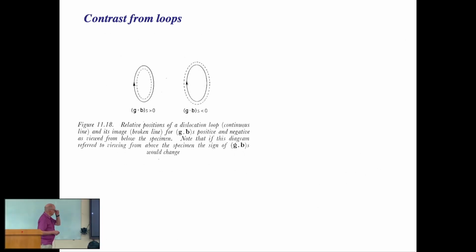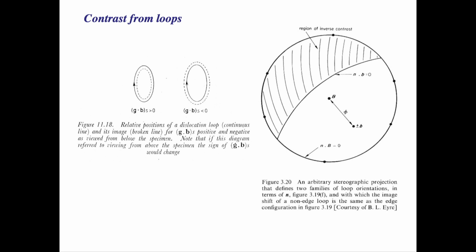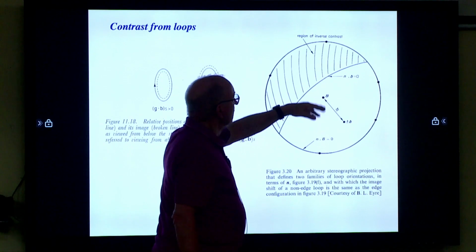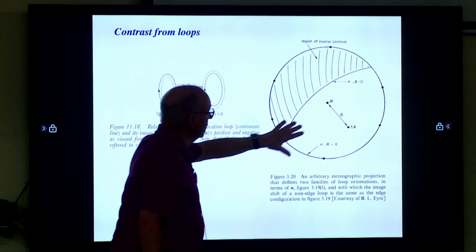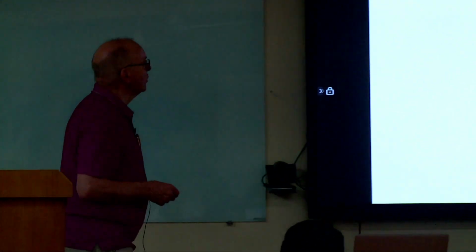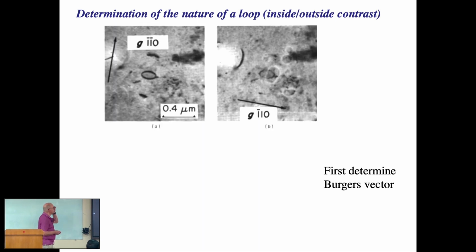So, contrast some loops then. We say that this is the relevant idea. That there are positions depending on the values of your beam direction, your plus minus B, and whether you have inverted contrast. So you want to be in this area here, but that almost only occurs in very few cases. So if we want to say, right, what is the nature of a loop? Is it intrinsic or extrinsic? Then we're going to look at the inside-outside contrast. So the first thing is we're going to determine the Burgers vector.